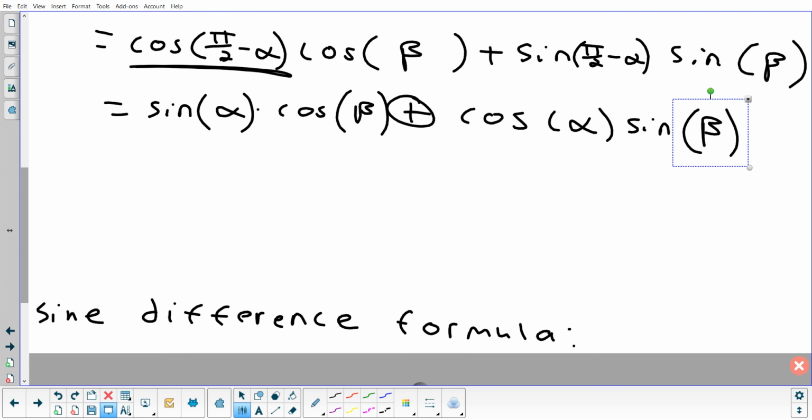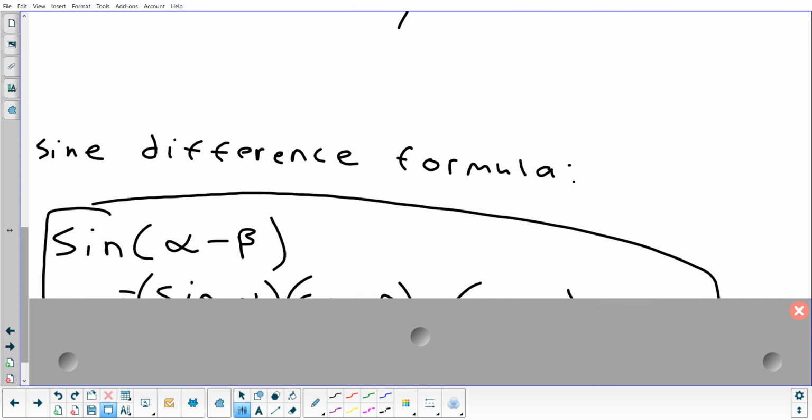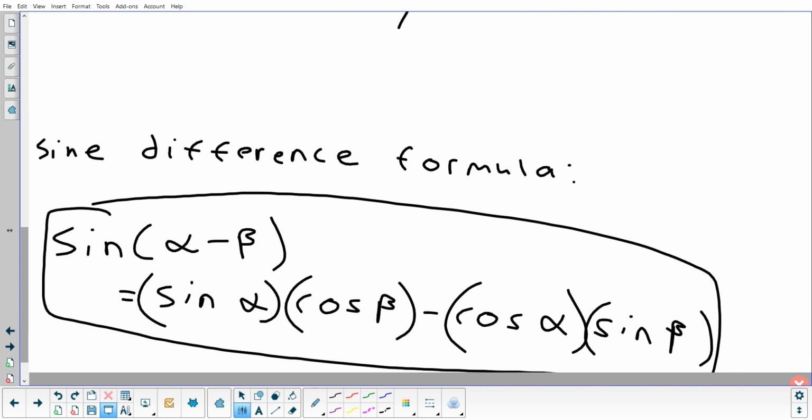What do you think, if this is the sign of a sum, what do you think is going to change for the sign of a difference? There's only one thing that will change. Is it the sign in the middle? Yes. What do you think is going to happen to that? Turn into a minus. Yep. It's still going to be mixed: sine, cosine, cosine, sine. But instead of a plus between them, we have a minus.